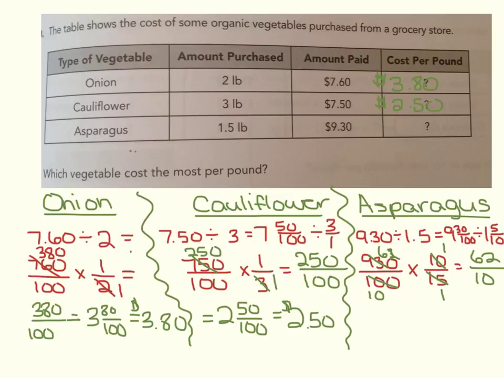Turn that into a mixed number. So 10 goes into 62 6 times with 2/10 left over. Write this as a decimal, 6 and 2/10, but since we're working with money, it always needs to end in the hundredths place, so we'll add a 0. So our answer is $6.20. So the question says, which vegetable costs the most per pound? So looking at our chart, we find out that asparagus actually costs the most per pound, which is $6.20 per pound.